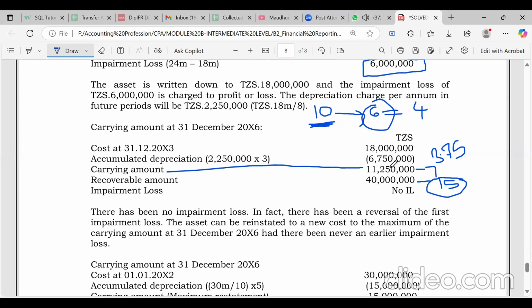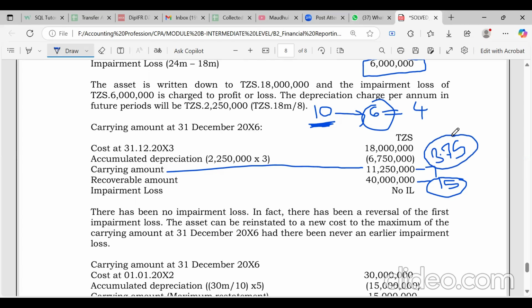The only difference is that instead of using the recoverable amount directly, you first compare it with the depreciated historical cost and use the lower amount to get the figure, and then get the difference. You got the point there now? So this difference of 3.75 is what you are going to work with.